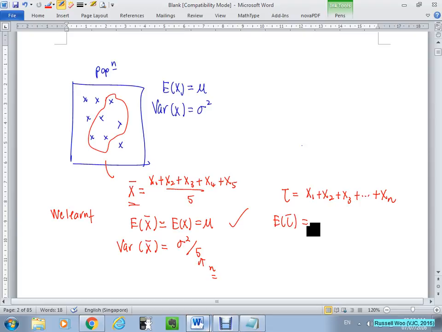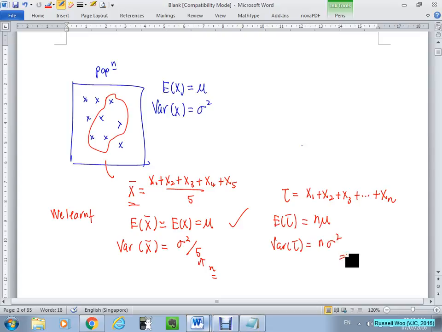That means you pick n. What is the long-term average value of that sum of the n? It should be n times mu, correct? N times mu. Agree? All okay? Yes? Make sense? N times mu. And then what is the variance of t? Is also n times sigma square.